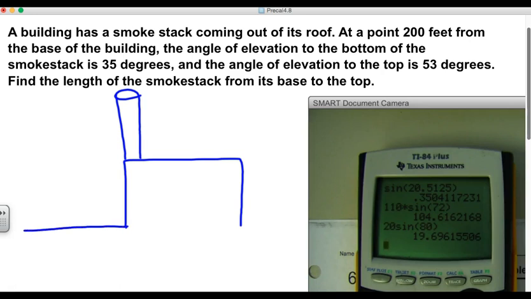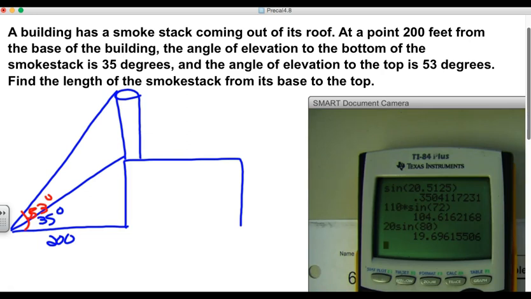So let's go out here 200 feet from the base of the building. It says the angle of elevation to the bottom of the smokestack is 35 degrees. And the angle of elevation to the top is 53 degrees. So from that same spot, looking up to the top, that angle, we'll put it in red, is 53 degrees. All right, so we've got two triangles made this time. We want to find the length of the smokestack from its base to the top.